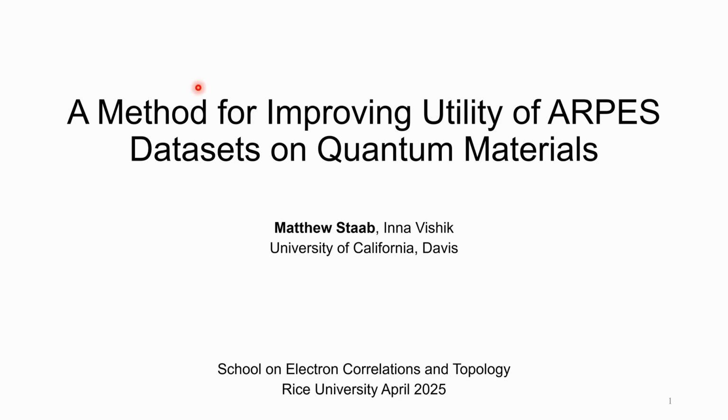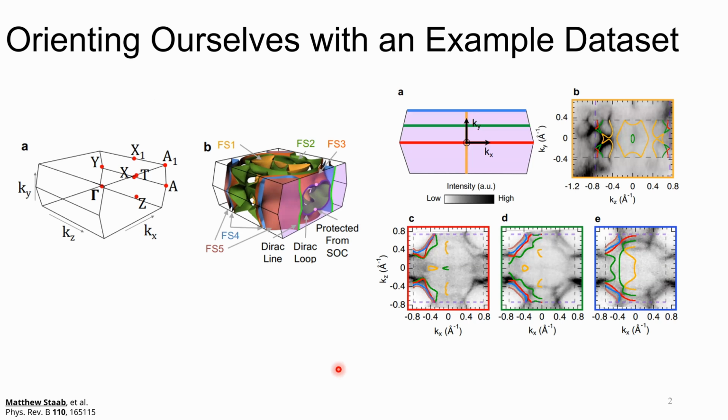So I'm a postdoc with Ina Vishik at UC Davis, and this talk's going to be a little bit different, more meta perhaps, because we've had a lot of intense theory and experimental stuff about topological and correlated materials so far. This talk is more about a method to improve ARPES so that we can do more ARPES on topological and correlated materials. So maybe it'll be a little refreshing in that sense. So I want to go through a little example data set of a quantum material that I did a lot of work on during my PhD, just to sort of orient us for the rest of the talk.